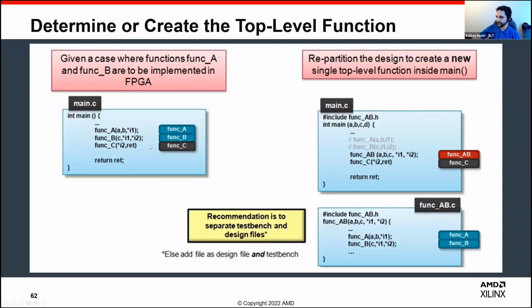So here is just an example of if you want to synthesize both function A and B, the only way to do that is to combine those two functions into a single higher level function, since you can only have one top level function for an HLS project. You could just create two separate projects and create an IP core for function A and function B, and then manually make the connections. But you could also just create a wrapper for them. So this function AB just makes a call to function A and B. And now you can choose this function AB as your top level function.